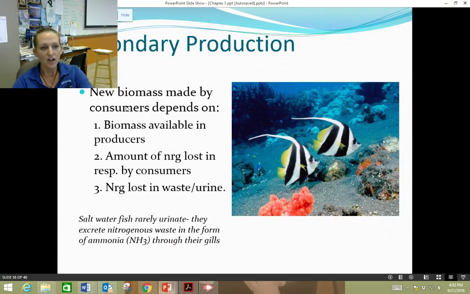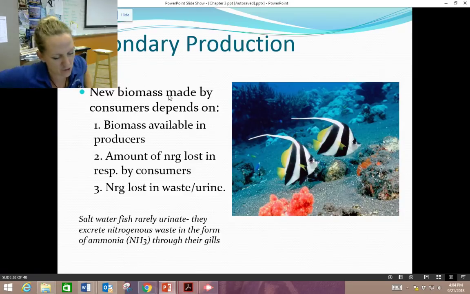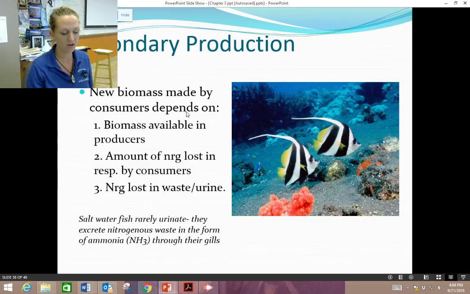Secondary production. Look at this. What a beautiful angelfish. So this is new biomass made by the producers. So not by the consumers, right? When the consumers eat the producers. So secondary production for me would be like if I ate an entire plant, roots and all. I ate the entire plant. It would be like how much I am incorporating into my new biomass, into growing my person. So the new biomass made by consumers depends on what was available in the producer. So what did you eat?